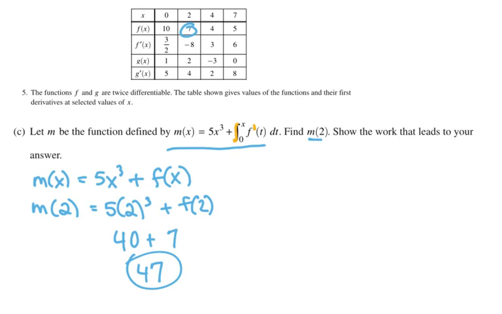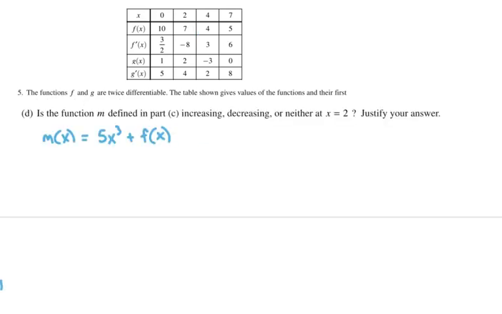And on to part D. In part D, they want us to use the function m mentioned before, so I just wrote it out here for us. And they want to figure out if it's increasing, decreasing, or neither at x equals 2 and justify your answer. So increasing and decreasing, we base on the sign of m prime. So let's find m prime.